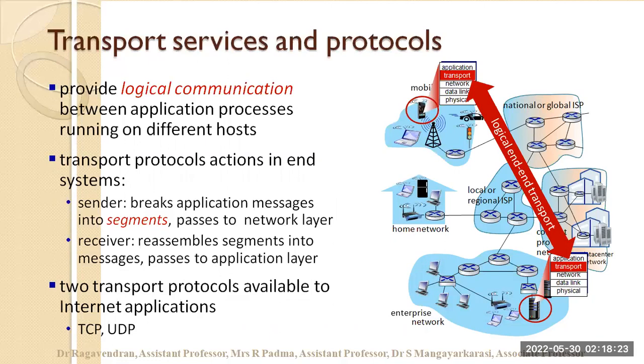The transport layer provides logical communication between the applications, the processes running on different hosts. For example, the transport layer protocols act in end-to-end systems. The sender breaks the application messages into segments and passes them to the network layer. The receiver reassembles the segments into messages and passes them to the application layer. Two transport protocols are available to internet applications: TCP and UDP.